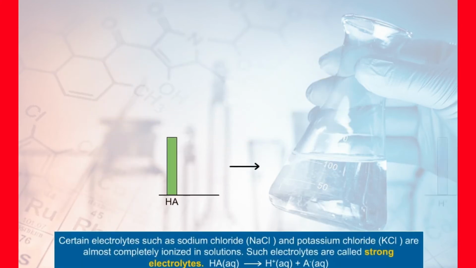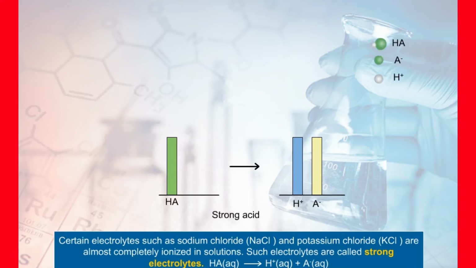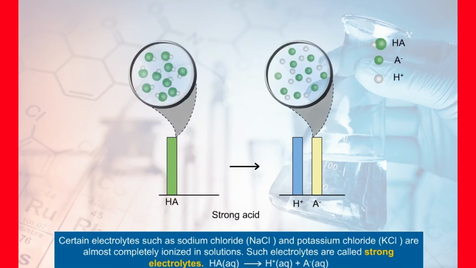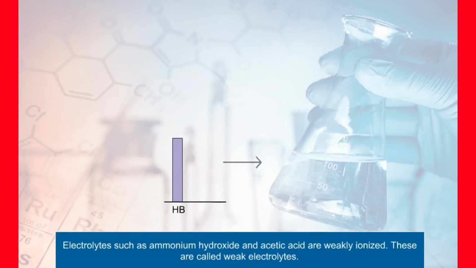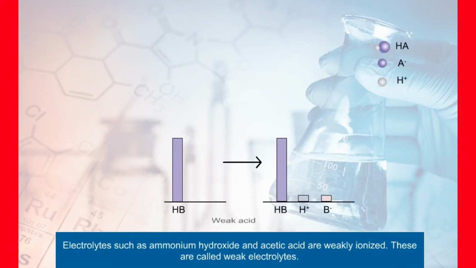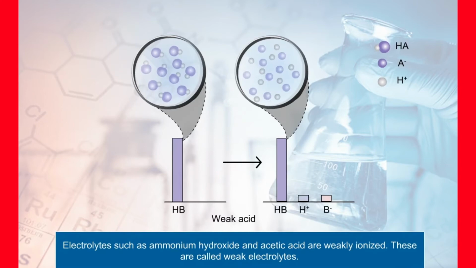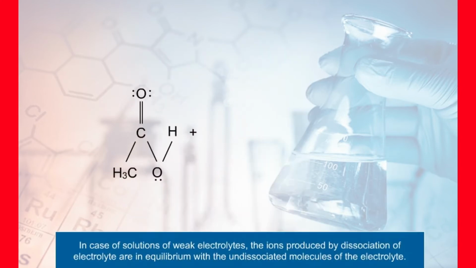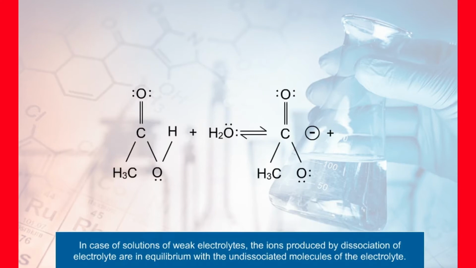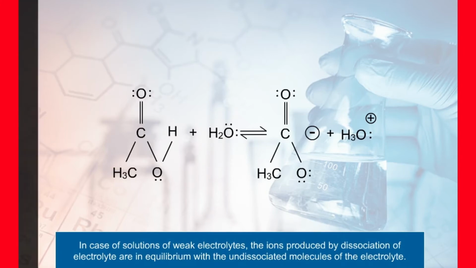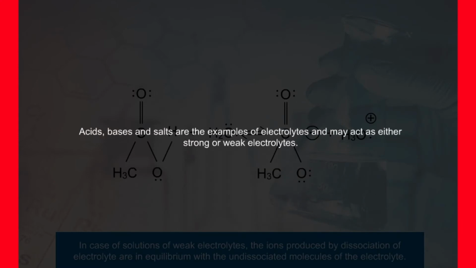Certain electrolytes such as sodium chloride and potassium chloride are almost completely ionized in solutions. Such electrolytes are called strong electrolytes. Electrolytes such as ammonium hydroxide and acetic acid are weakly ionized. These are called weak electrolytes. In case of solutions of weak electrolytes, the ions produced by dissociation of the electrolyte are in equilibrium with the undissociated molecules of the electrolyte. Acids, bases and salts are examples of electrolytes and may act as either strong or weak electrolytes.